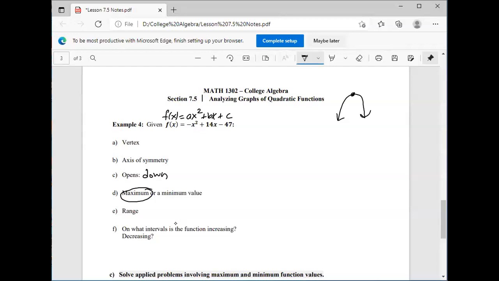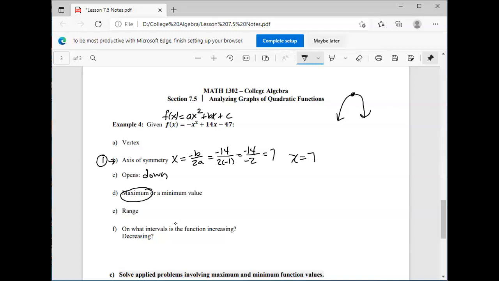Okay, to find the vertex, the first thing I would suggest you do is not find the vertex, find the axis of symmetry, if you're going to do this by hand. The axis of symmetry is located at x equals -b over 2a. So b in this case is 14, so I want to put -14 here. A in this case is -1, so this would be 2 times -1. So -14 divided by -2 is 7. So my axis of symmetry is x equals 7.